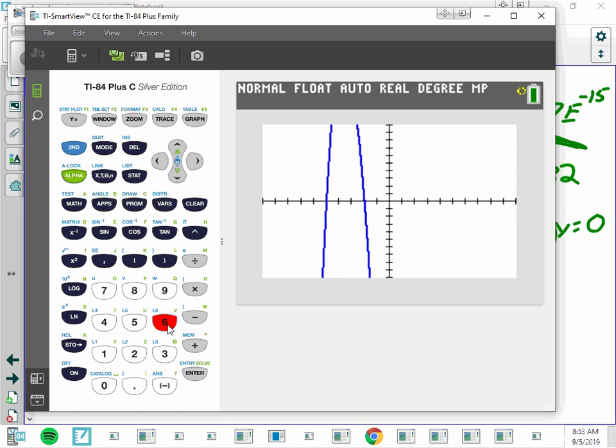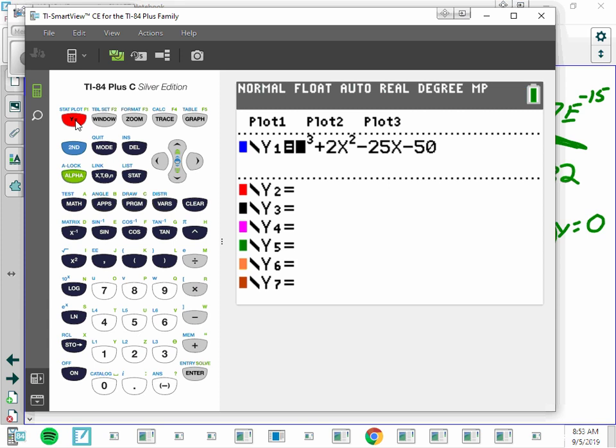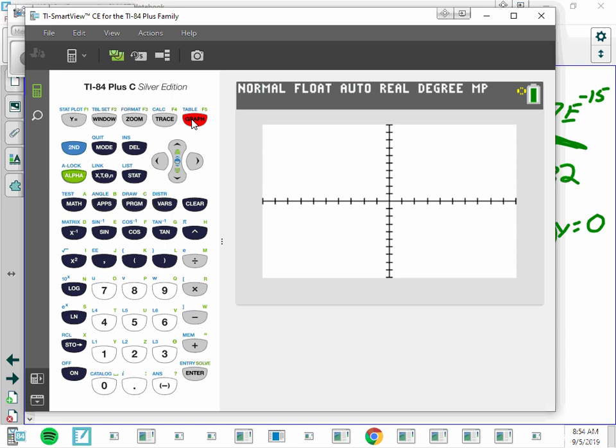Number 17, x squared minus 4x minus 18. So x squared minus 4x minus 18. Do graph. What's wrong with this one?